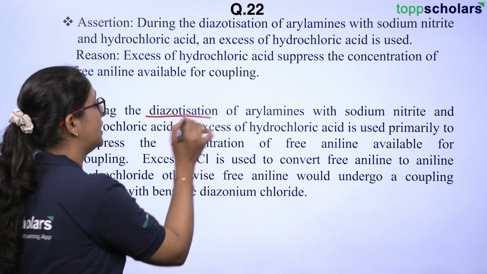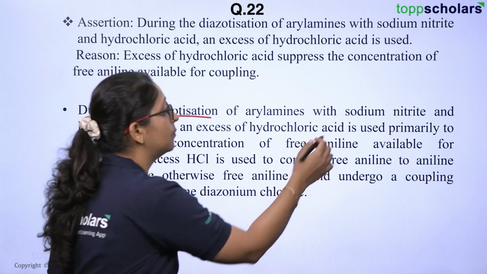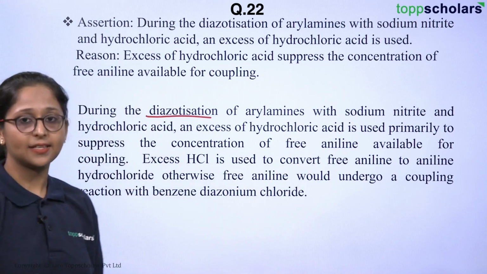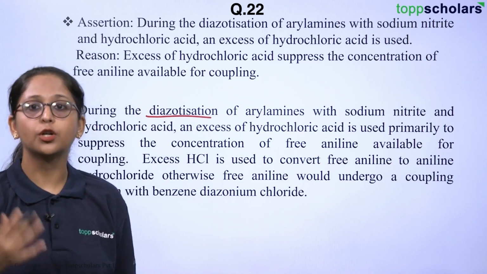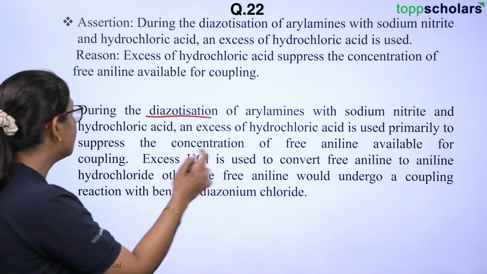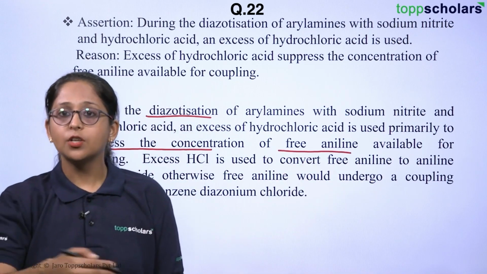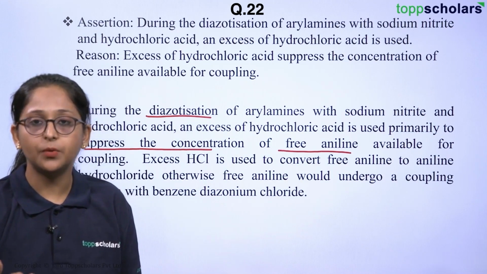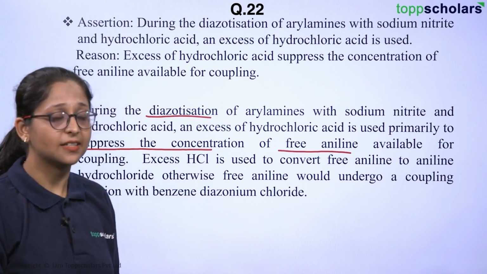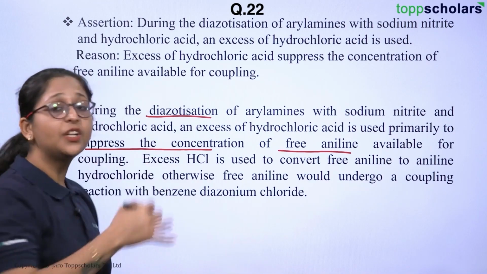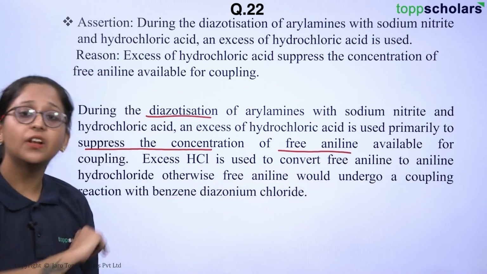So when we are talking about the diazotization of your aryl amines, this is done with sodium nitrite and hydrochloric acid. What happens is, the hydrochloric acid is used in surplus, or in higher amount, primarily to suppress the concentration of free aniline, right, because in this reaction free aniline will be produced. To suppress the concentration of free aniline, excess hydrochloric acid is used, and if it is not done, then the coupling reaction will be observed because free aniline is available for coupling.